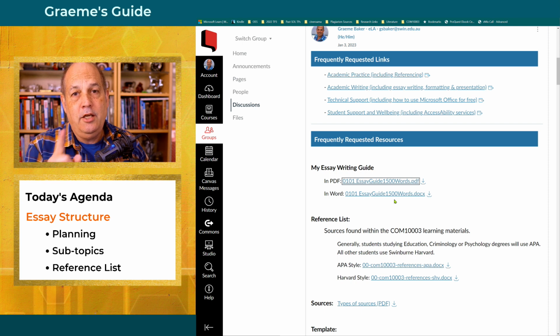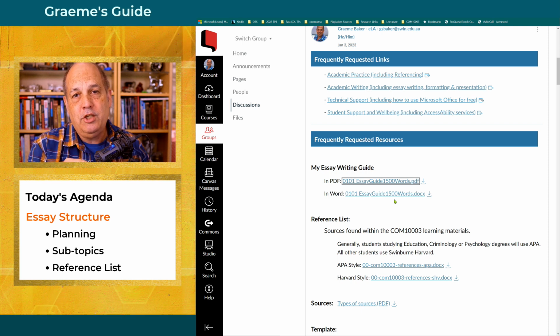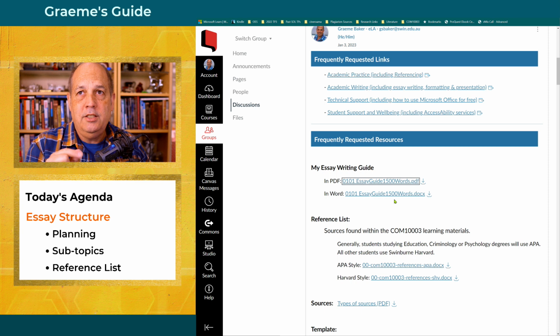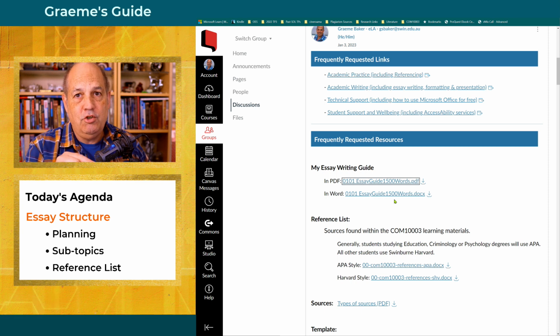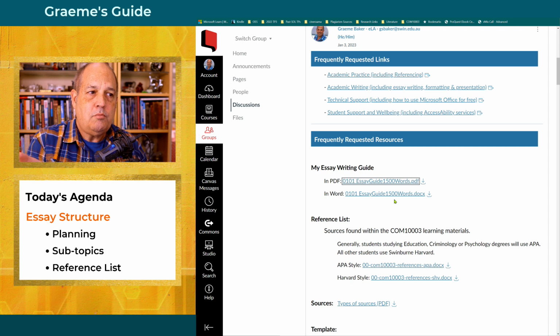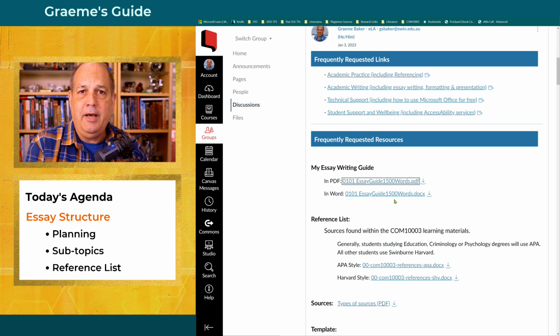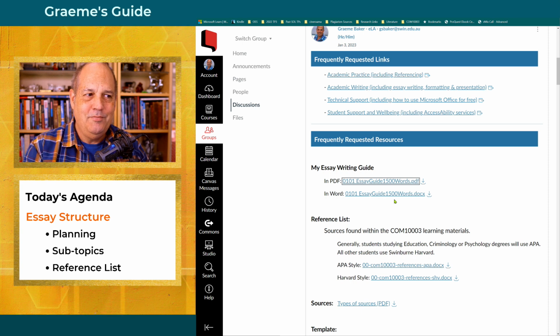Usually, just as a quick guide, the guide for introduction and conclusion is about 10% of the total word count. So in this case, the total word count is 1,500 words. So your introduction should be about 150 words, and your conclusion should be about 150 words.